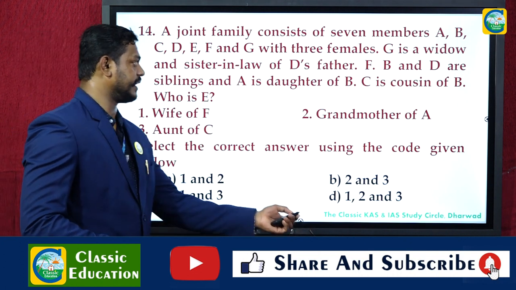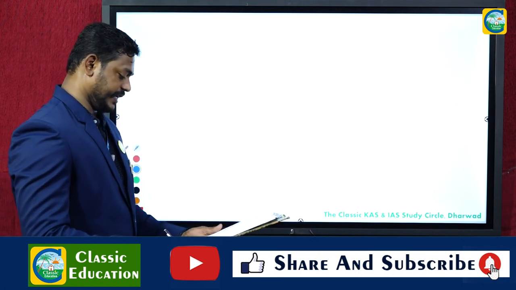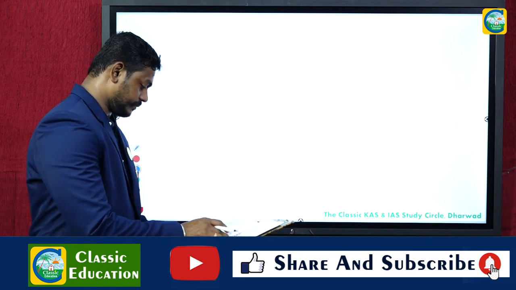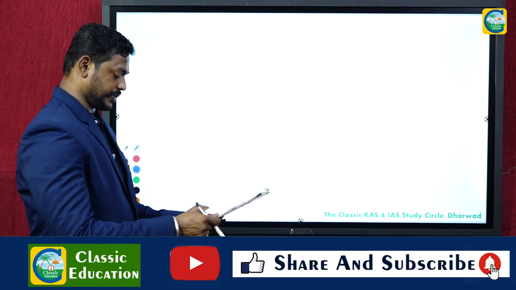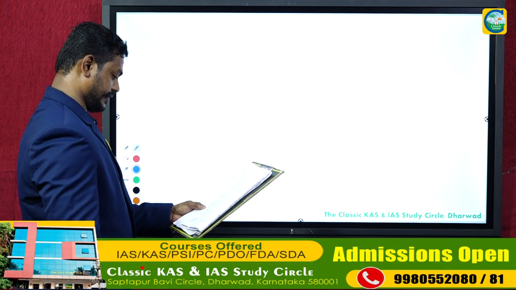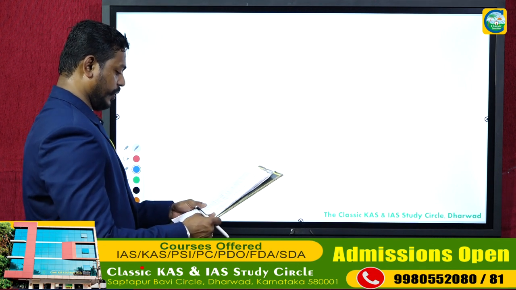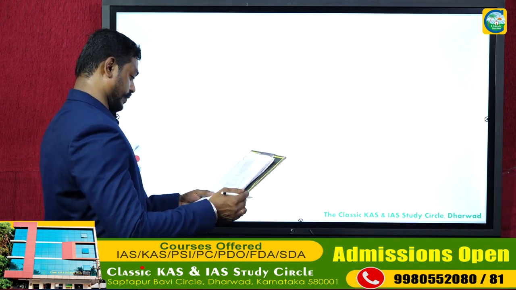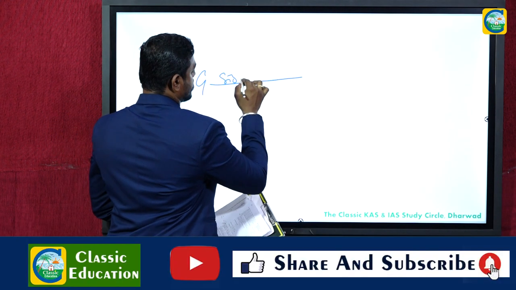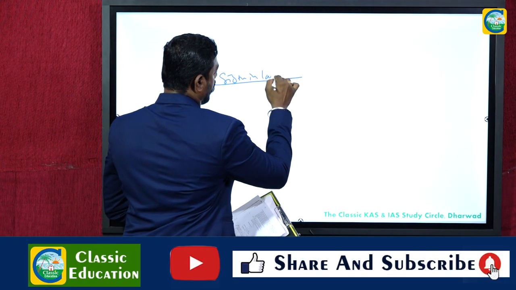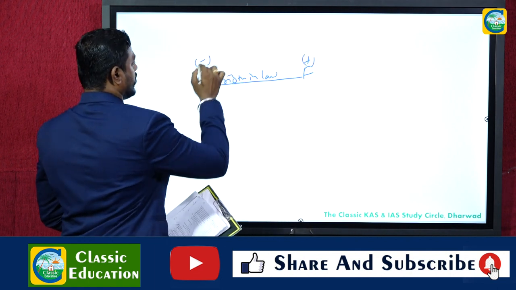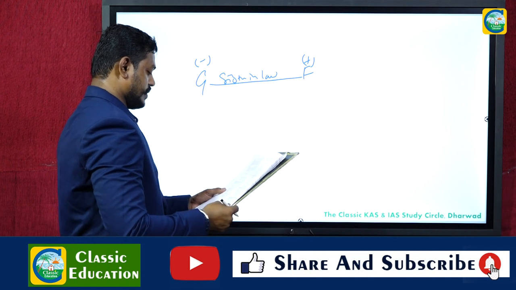So I will draw the diagram here. Yes, here it is. I do have the question. Okay, see, I'll read the question here, friends. A joint family consists of 7 members, A, B, C, D, E, F, and G. G is a widow and the sister-in-law of D's father, F. Right? It's a widow. Okay.